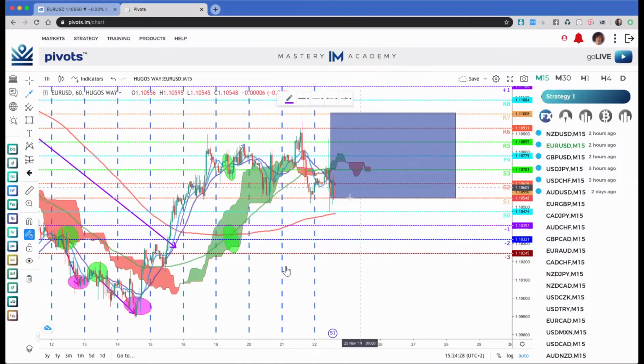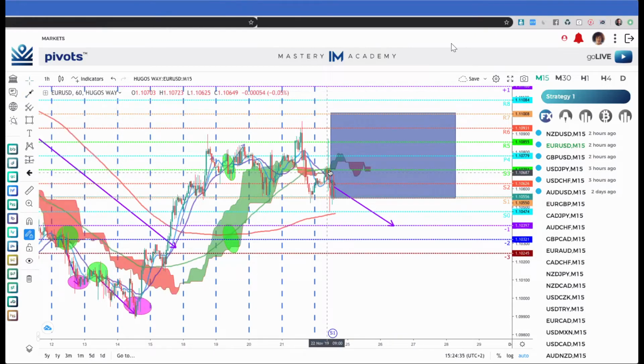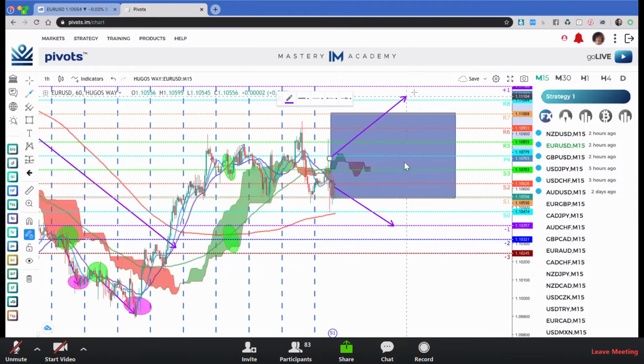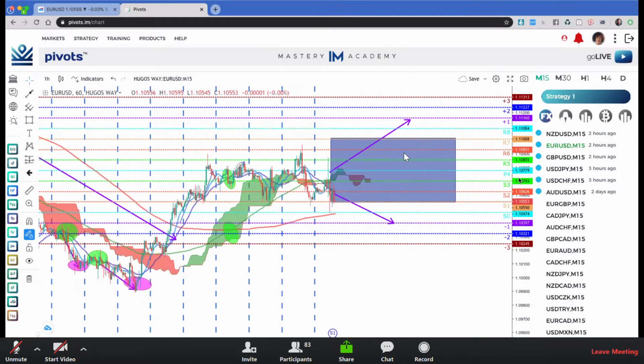And then when it's a downtrend, I'm selling to maximum -1. And when it's an uptrend, I am buying to maximum +1. All right. That's kind of where my limits are.